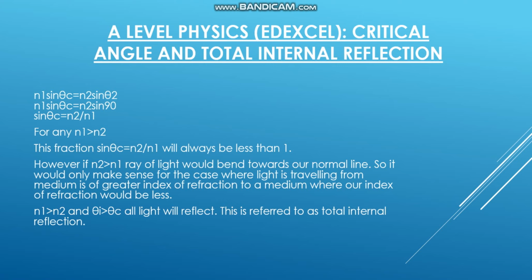Now this formula works for any n1 which is greater than n2. So this fraction, sine theta c equals n2 over n1, will always be less than 1. However, if n2 was greater than n1, then the ray of light would bend towards our normal line, so it would only make sense for the case where the light is travelling from a medium of greater index of refraction to a medium where the index of refraction would be less. And for total internal reflection, n1 has to be greater than n2, and the angle of incidence has to be greater than the critical angle in order for all the light to reflect.